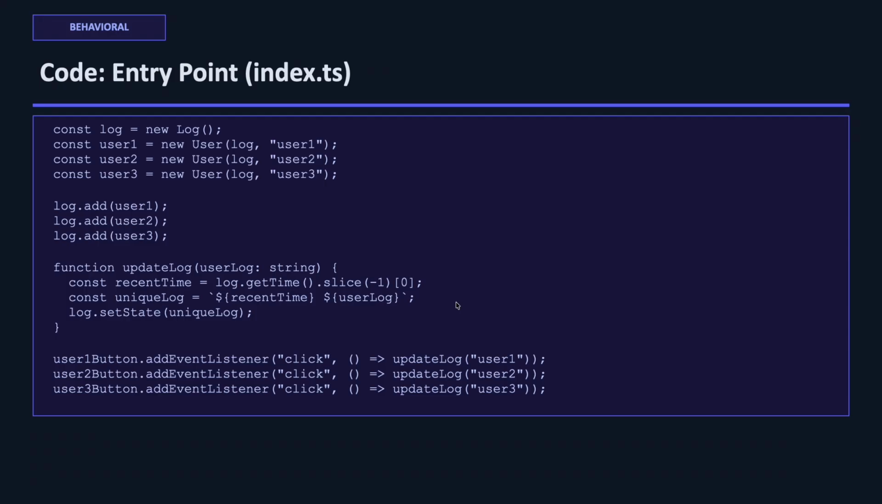Adding a 4th user is just adding another user and just adding the log.add, so we can continuously add more users. The log class doesn't change. There's nothing extra that we have to add. This is kind of how we can extend the pattern.